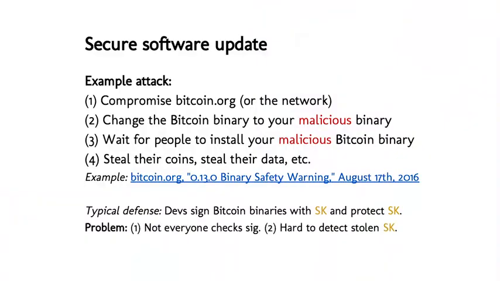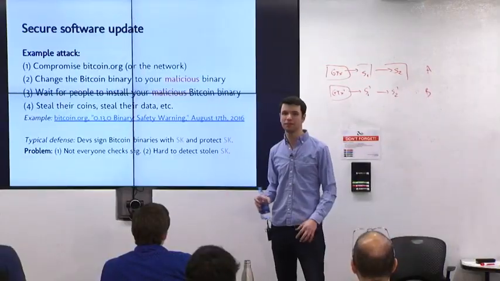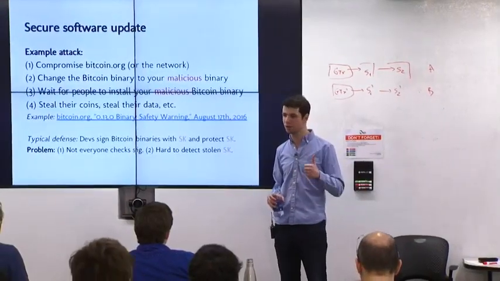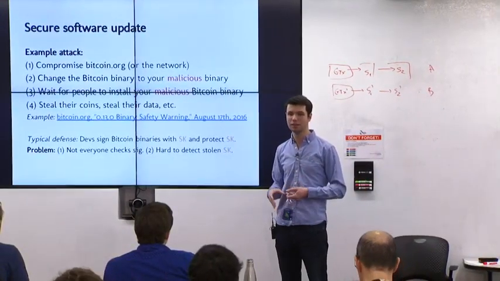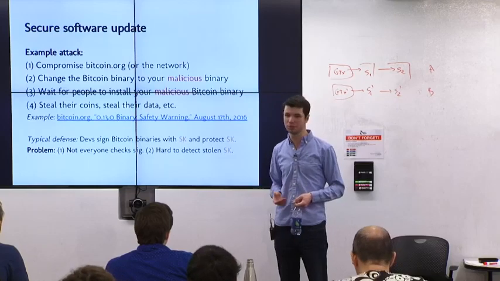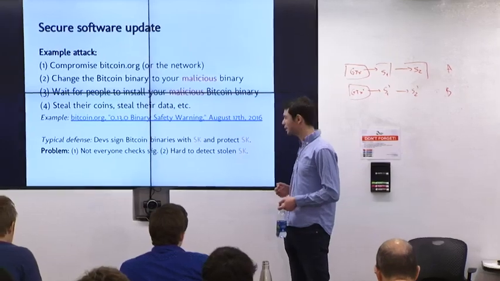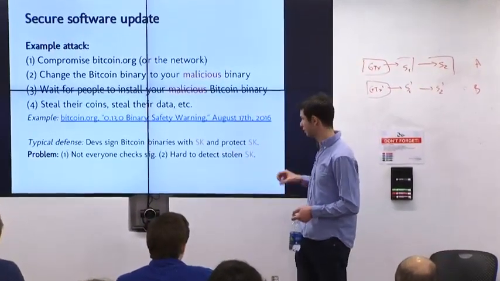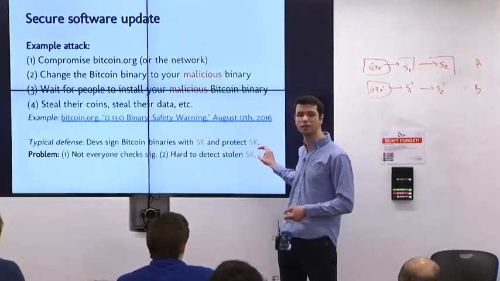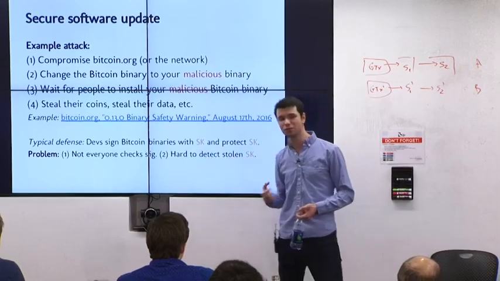And another problem is that not everyone checks the signature. Even if, let's say, you have the public key on your computer, you know what the right public key is, only if you're an expert user and you know how to use GPG will you check that signature, right? And the other problem, which I think is much bigger, is that for the Bitcoin devs themselves, it's very hard to detect if someone stole their secret key.